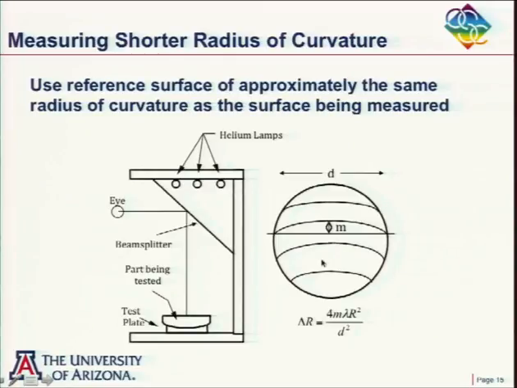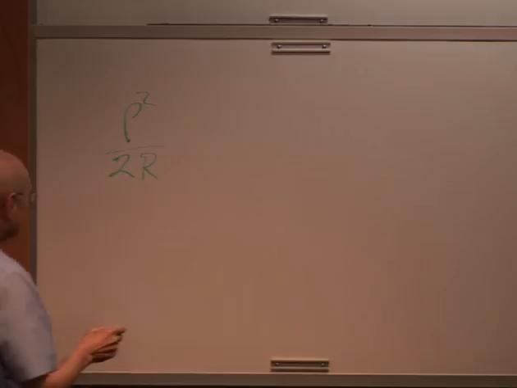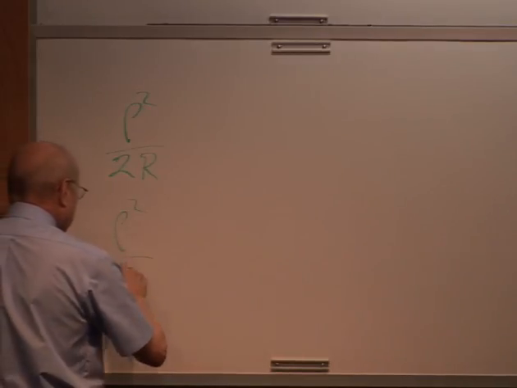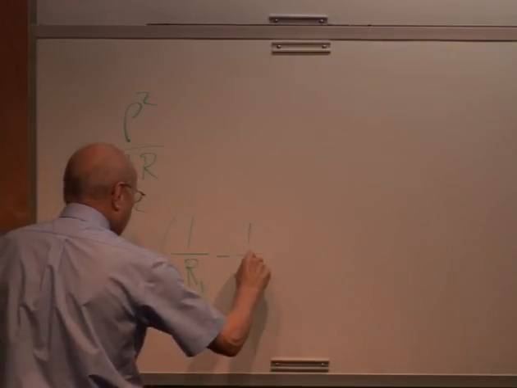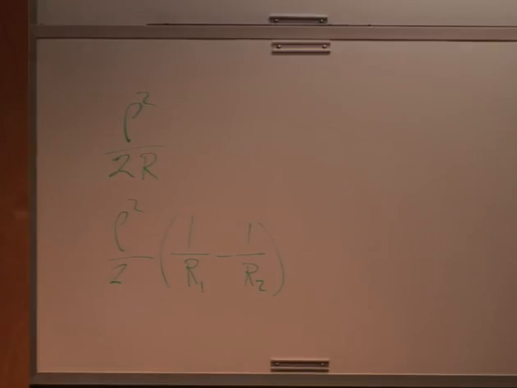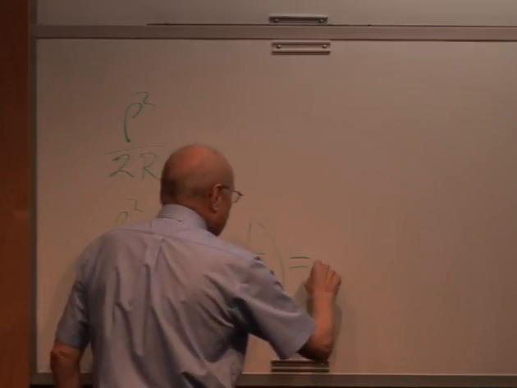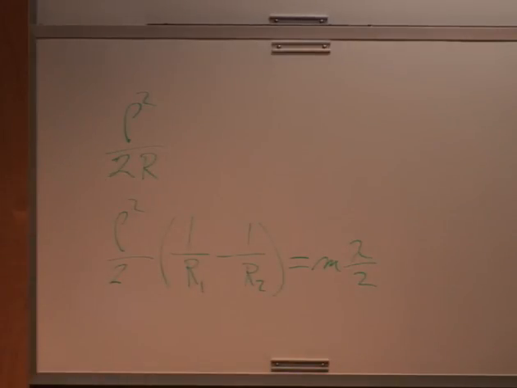And so you would have another sphere. And so maybe I'll just write something on the board here. I mean, we have rho squared over 2r. And if we have two spheres, then we'd have rho squared over 2 times 1 over r1 minus 1 over r2. And if you want to go out to the mth fringe, that would be m lambda over 2.